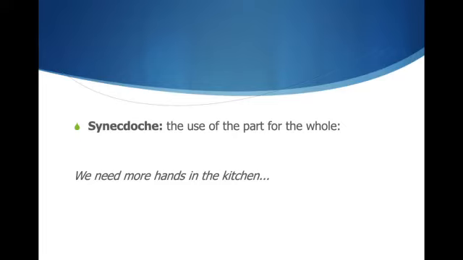So instead of saying we need more people in the kitchen, we're going to state we need your hands to come into the kitchen. Now, of course, we need all of you to come into the kitchen, but we need more hands in the kitchen. We need more people to work in the kitchen.